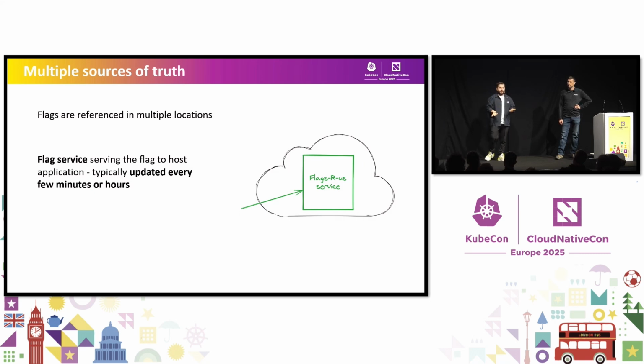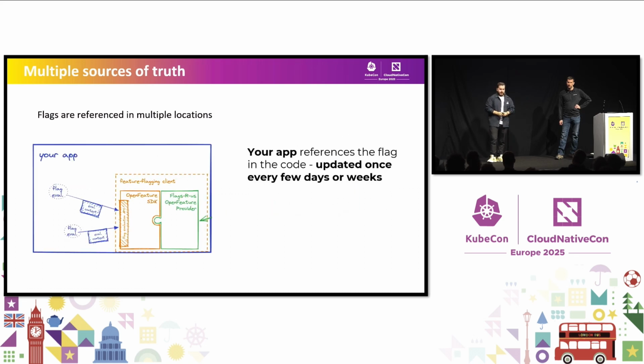The flag service, which is serving the flag to the host application, is usually updated very frequently, or rather, propagated. As soon as we make changes to our flag, to enable it or ramp it up or ramp it down, we want those changes to be propagated quickly, which is usually the case with the flag service. Then we have our app, which is usually updated on a less frequent cycle than the flag service.